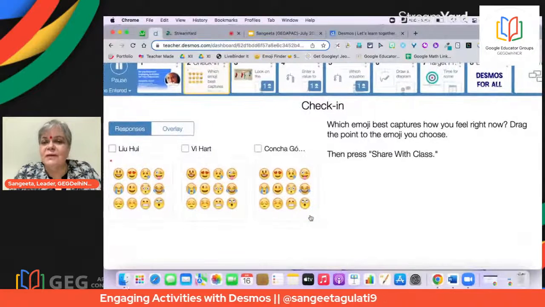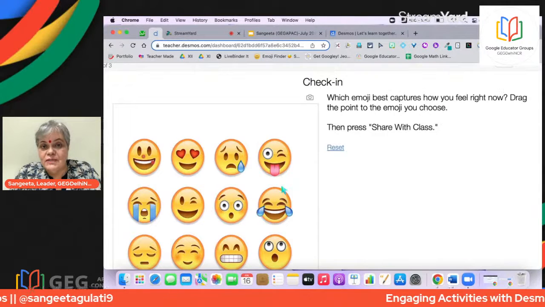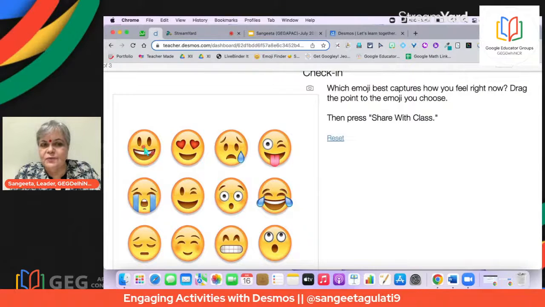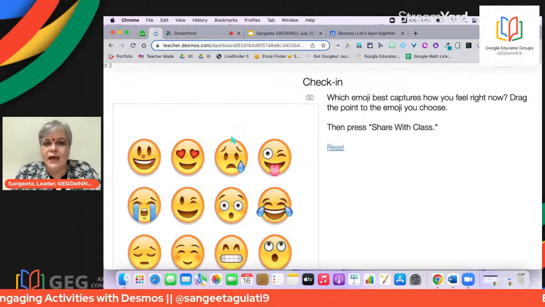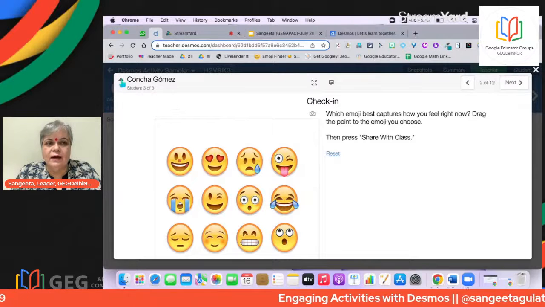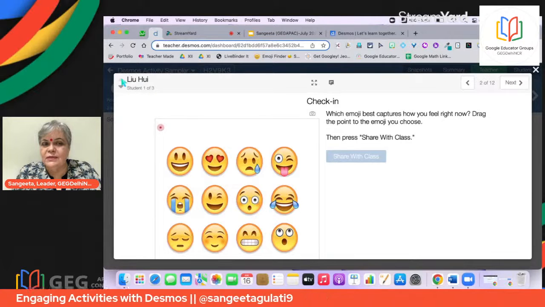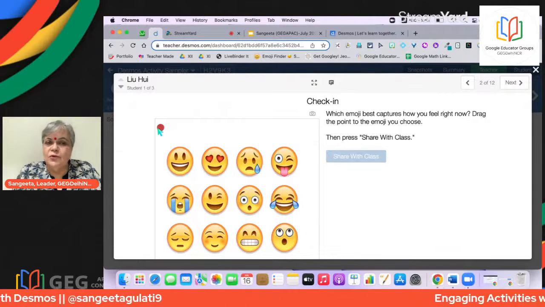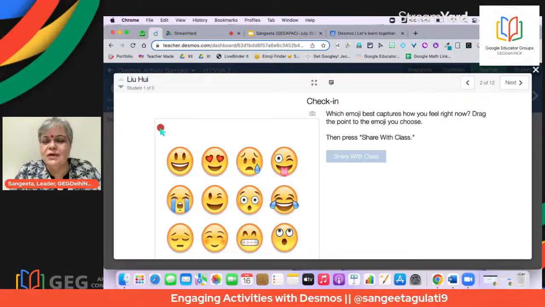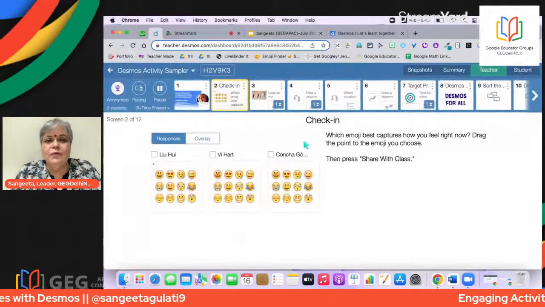So, which emoji best captures how you feel right now? And they are putting their answers in. I can open a student slide and I can see, well, maybe this one, there is a little dot that the student had to bring, and this particular student seems to be pretty happy with where we are right now. As I maybe move up to the arrow here, I can see other students' responses coming in as well. And I can also see that Liu Hui has not responded, and I can prompt and say, can you move that dot to the emoji icon which represents how you're feeling? And then we can move on and take a look at where the class is progressing.